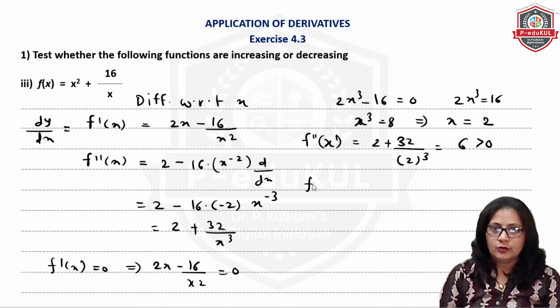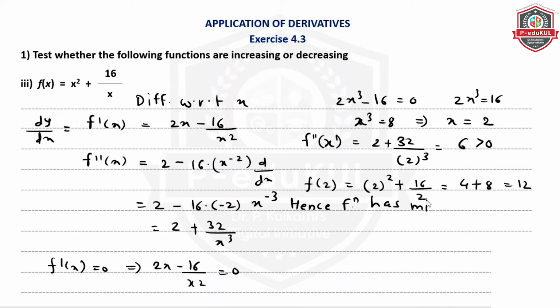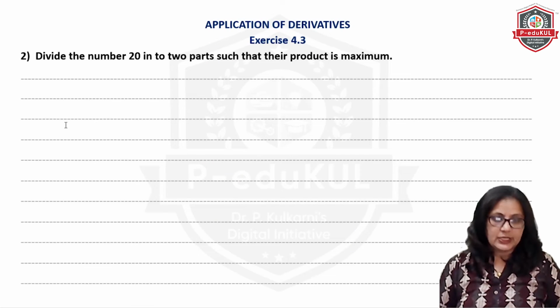And now we will calculate the value. So f of 2 is 2 square plus 16 by 2. That is 4 plus 8, which is 12. And hence our final answer will be: the function f has a minimum at x is equal to 2 and the minimum value is 12. That's it. Now the next example.